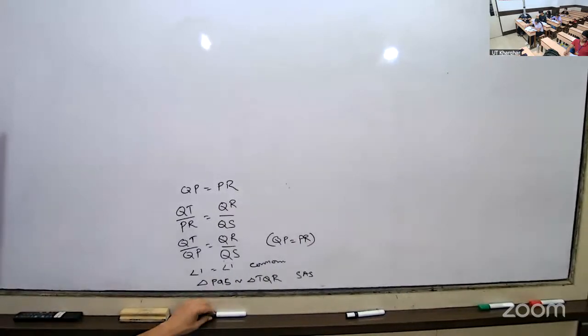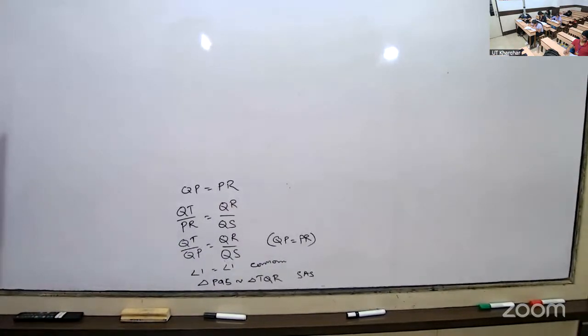Should I draw the figure again? Follow or not? The sides ratio: take big triangle QT by small triangle PQ is equal to again big triangle QR by small triangle QS, and the common angle. Hope you got it now. Everyone.